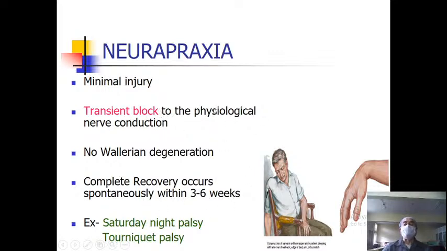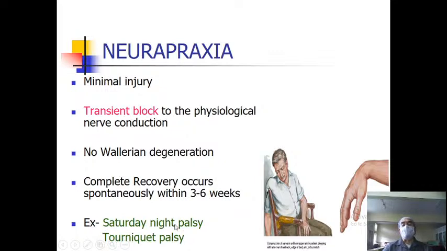Because it is a transient physiological block, complete recovery should occur, and usually we'll wait till 6 weeks. So we know that there is a neuropraxia and we'll wait till 6 weeks to see complete recovery. The examples are Saturday night palsy and tourniquet palsy.